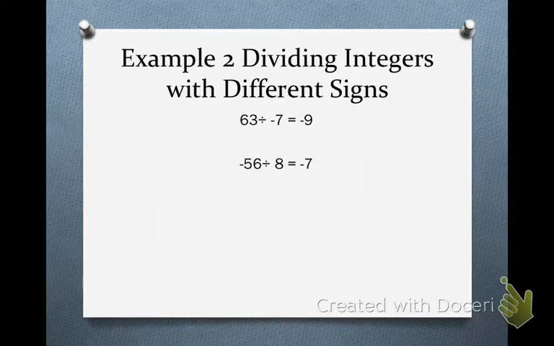Here we have another example. Now these both show different signs. So if you notice, I have a positive 63 divided by a negative 7. My signs are different, therefore my overall sign is a negative. I have nothing to get rid of this negative here, so my final integer has to be negative. It doesn't matter where your negative is. Here I have negative 56 divided by positive 8. I still have an overall negative 7 integer.